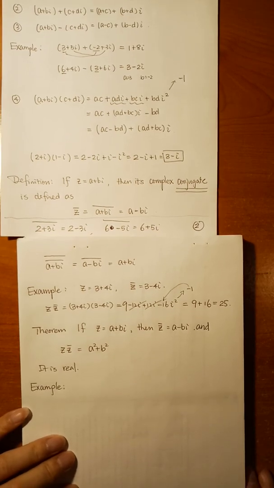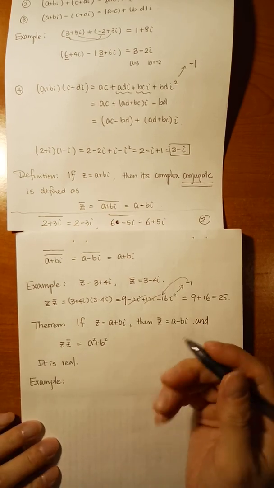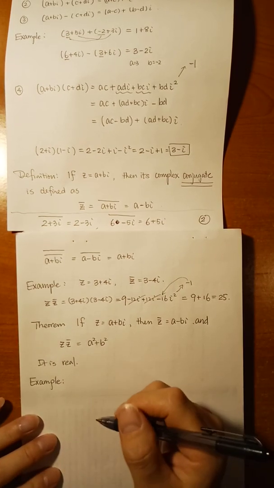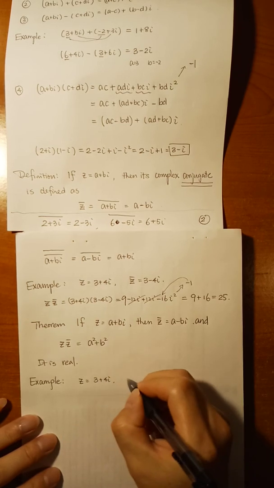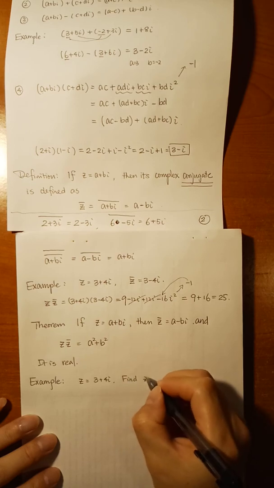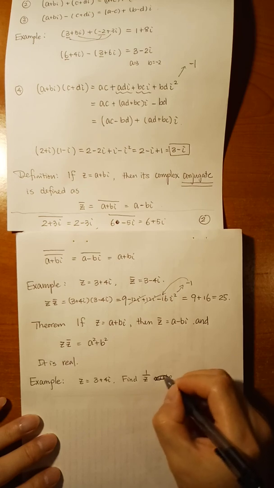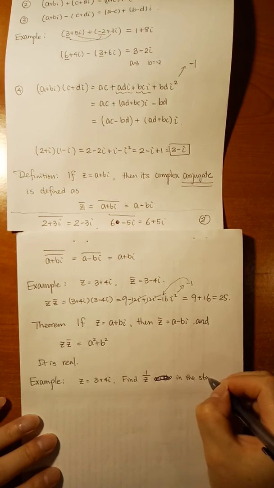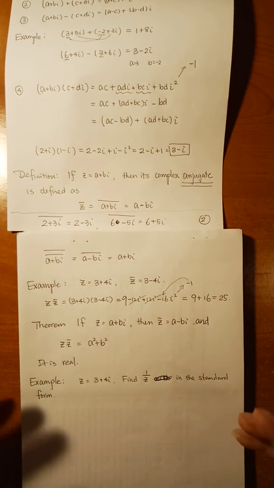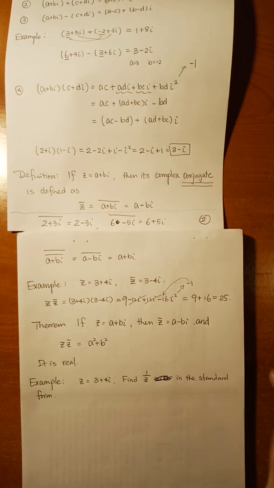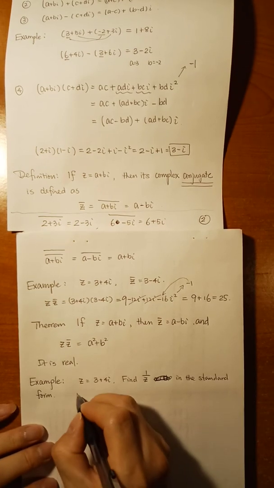For example, in the real numbers, we can find the reciprocal. And in the complex numbers, how do we find the reciprocal in the standard form? For example, z is 3 plus 4i. Find 1 over z in the standard form. Standard form means a plus bi. Okay, so how do we do that? We do the following thing. 1 over 3 plus 4i.